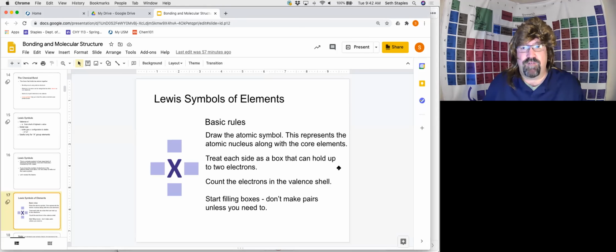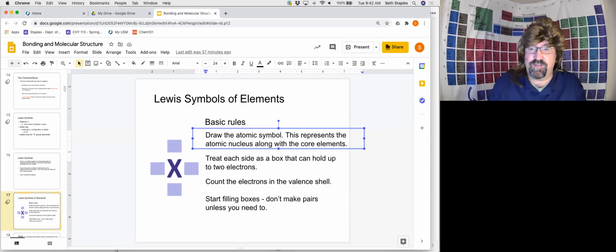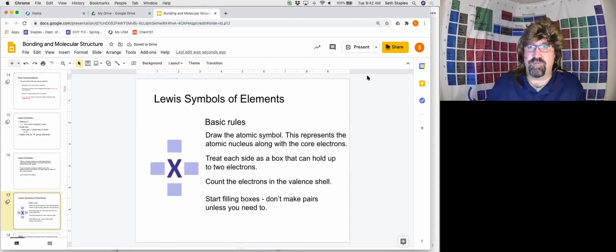Ooh, again, finding so many typos with your class. Electrons, fixed.